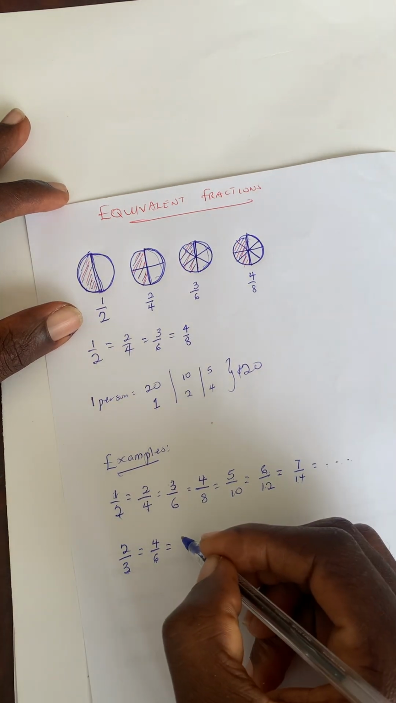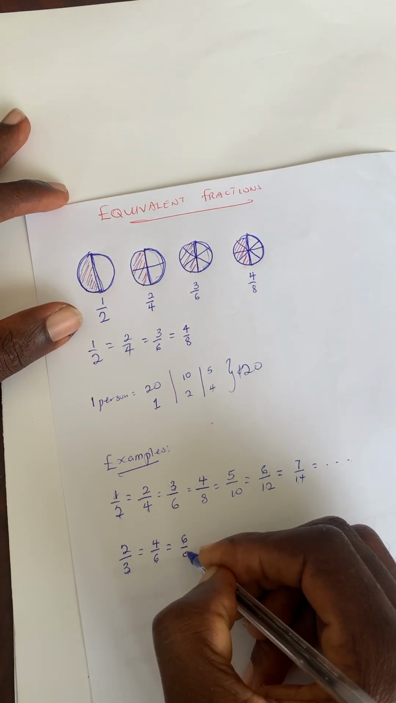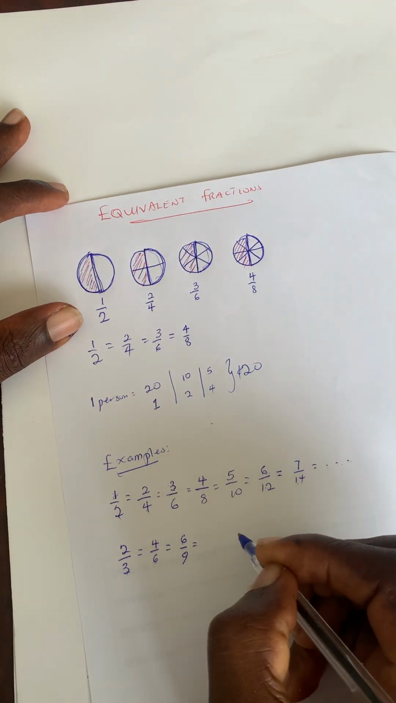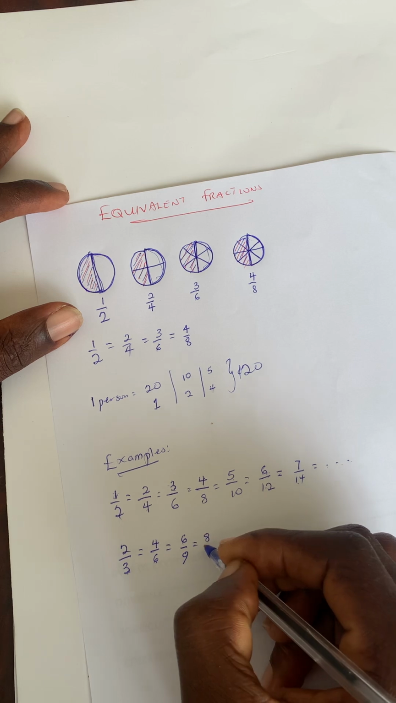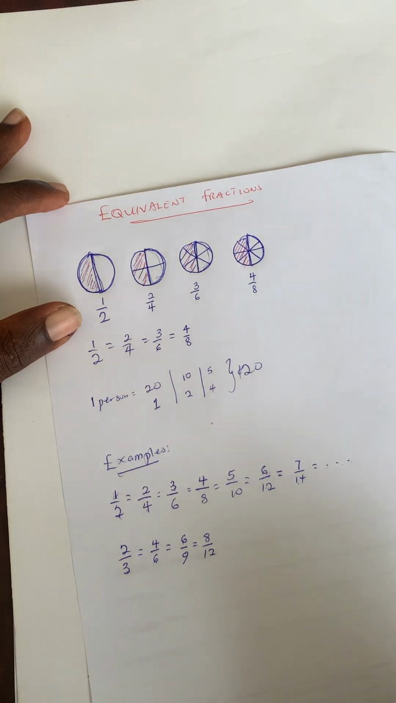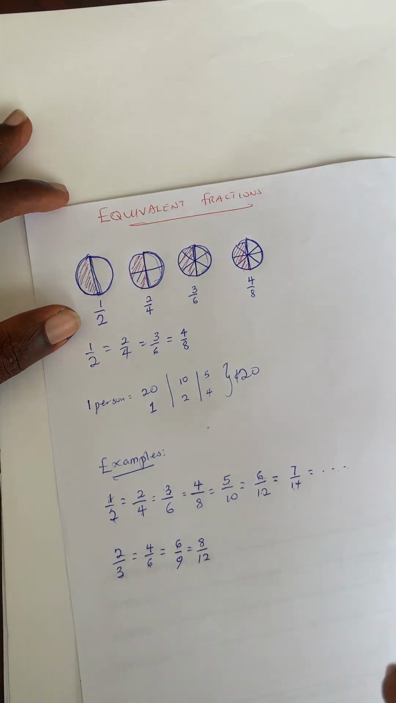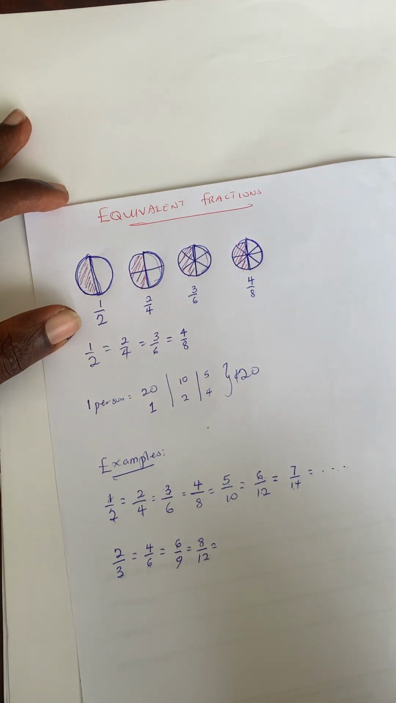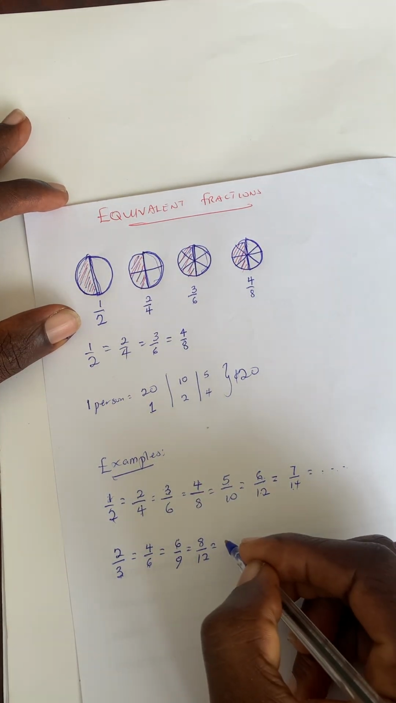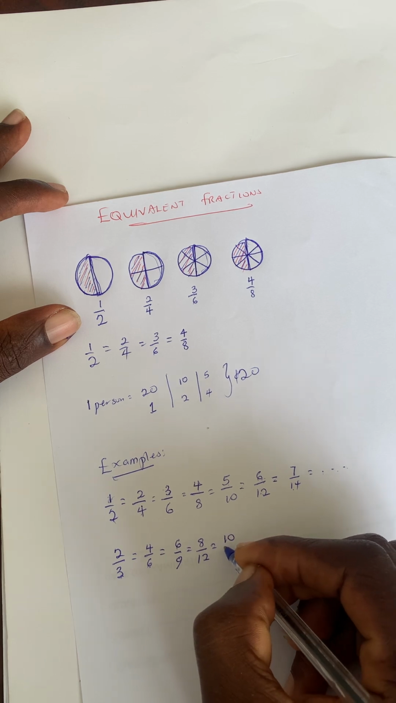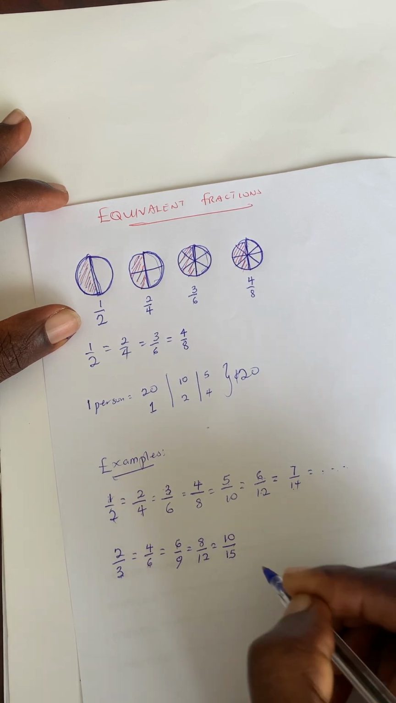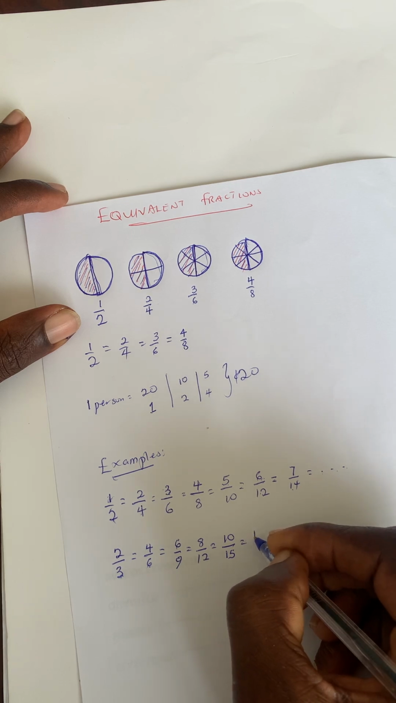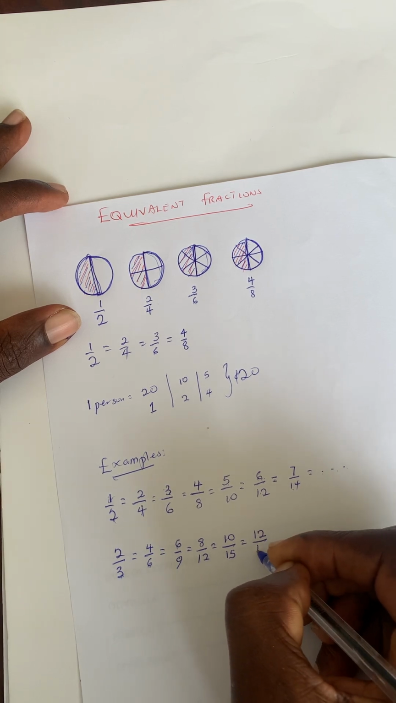Good. I know you said 6 over 9. Then the next one, 8 over 12. Good. I know you said 8 over 12, because I believe you have understood the concept very well. So the next one is, good, I know you said 10 over 15. The next one is, good, you said 12 over 18.